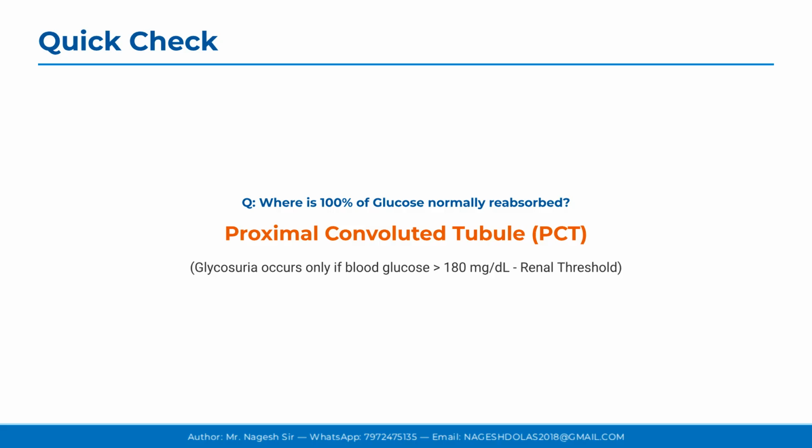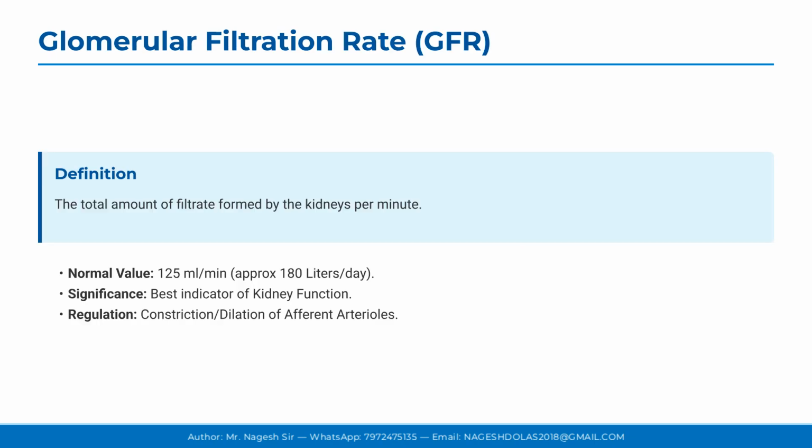Quick check. 100% of glucose is normally reabsorbed in the proximal convoluted tubule. Glucose appears in the urine, known as glycosuria, only if the blood glucose exceeds the renal threshold of 180 mg per deciliter. The glomerular filtration rate, or GFR, is the total amount of filtrate formed per minute. The normal value is 125 milliliters per minute. GFR is considered the best indicator of kidney function and is regulated by arteriolar constriction and dilation.